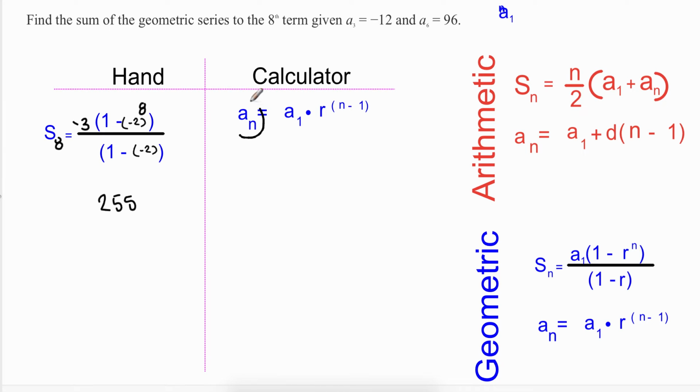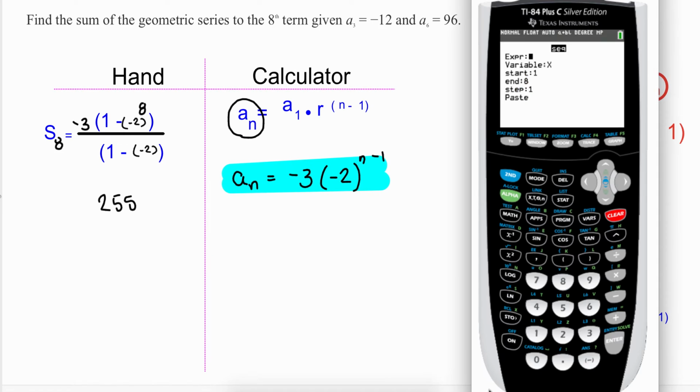So, to find any term, we take the first term. Okay, now you see, we would still have to have done all that work we did over here to figure out the first term is negative 3. And then we would have had to do r. We would have still had to do all that work to figure out that r is negative 2. And then it's going to be the n minus 1. There you have it. This is your formula. This is your expression. That's what you're going to enter into your calculator.